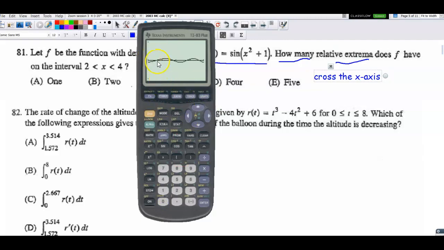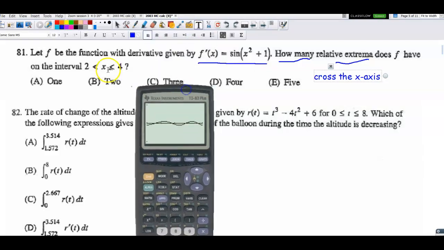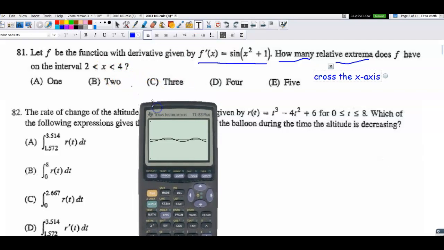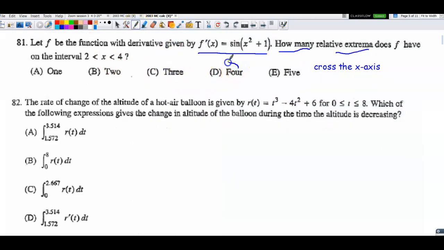Okay, so if we count, there is a cross 1, 2, 3, 4. So this function crosses the x-axis 4 times, so it has 4 relative extrema.